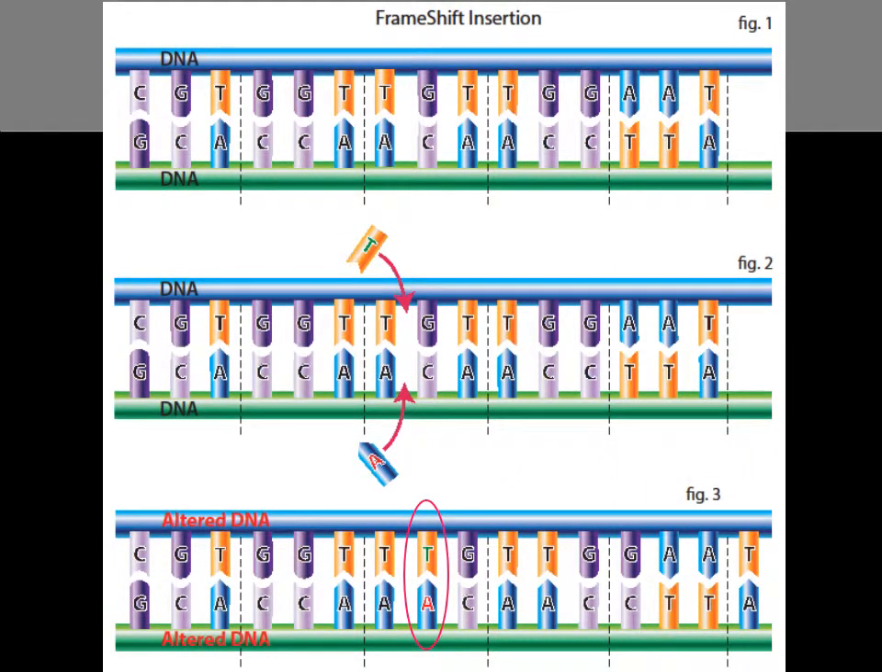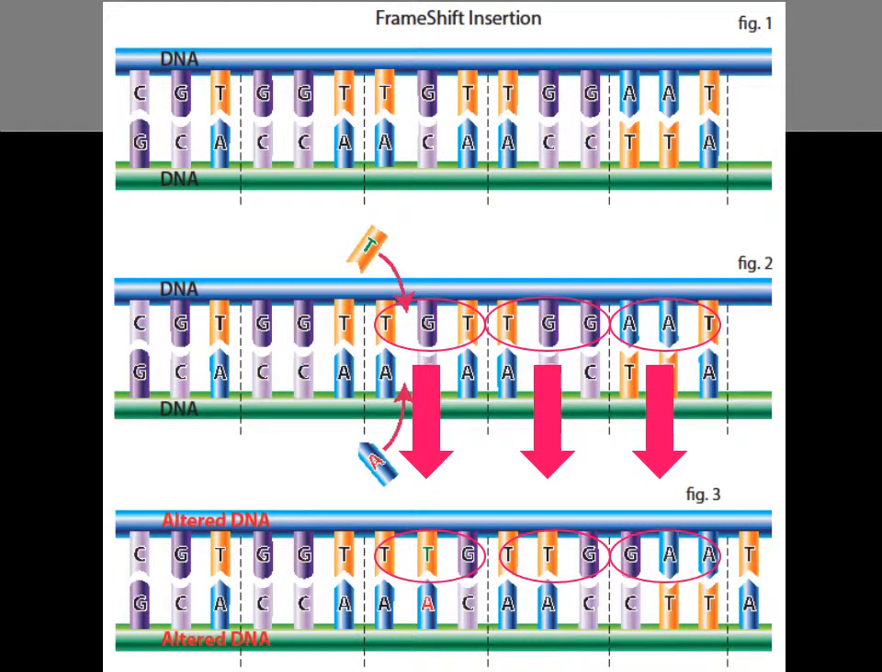Because of the newly inserted base pair, the groups of 3 no longer are the same. The sequence TGT in the original DNA strand is now TTG. What used to be TGG becomes TTG, and AAT is now GAA.